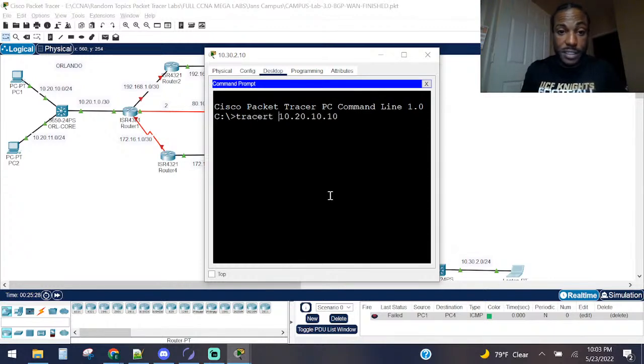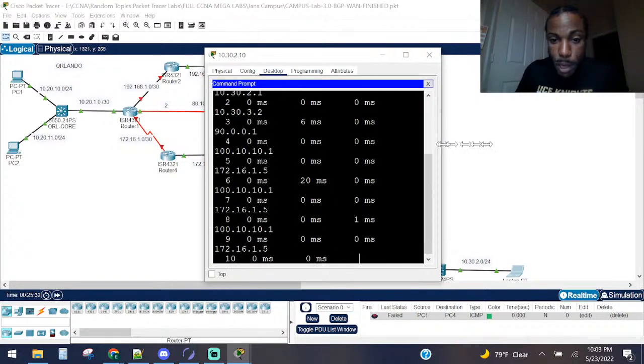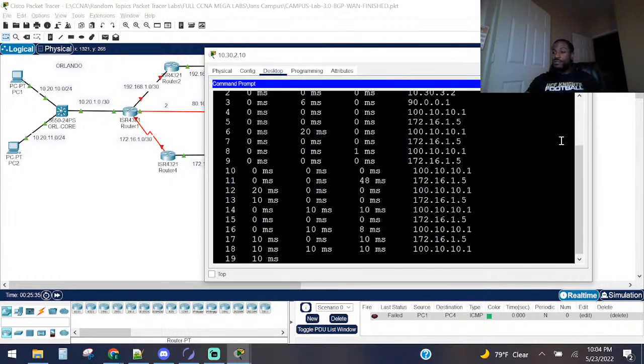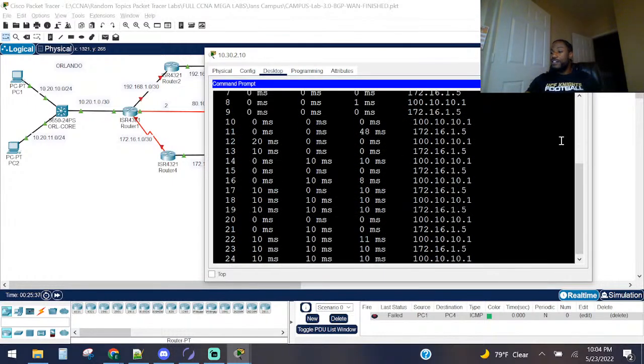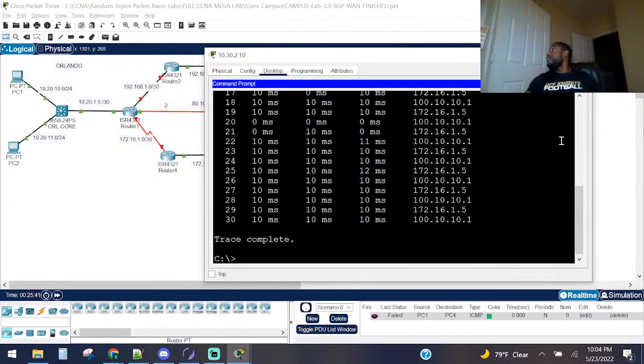Traceroute, right? Pinged it. And then what am I getting here? It just goes bloop, bloop, bloop. Does anybody see what's going on here? Don't worry, I'll wait. I'll run it again for y'all.